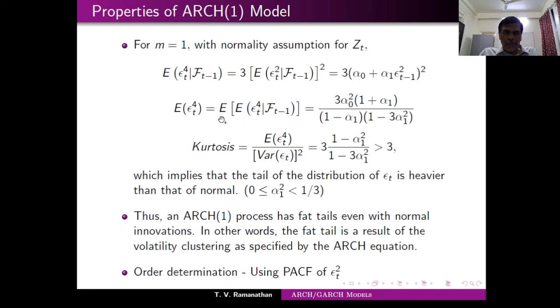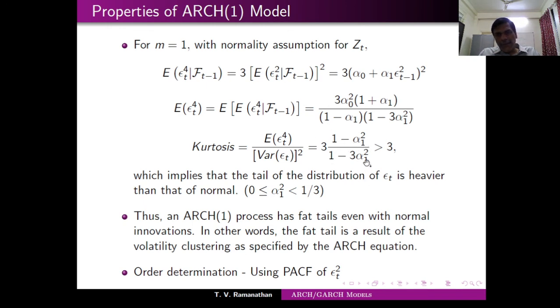So for this to the power of 4, again I use the smoothing property of the conditional expectation. And then I substitute for epsilon t as sigma t zt. If I do that, I'll be in a position to arrive at this quantity: 3 alpha naught square (1 plus alpha 1) over (1 minus alpha 1)(1 minus 3 alpha 1 square). This is not difficult. You just have to substitute here and then simplify. So we can get the kurtosis, which is the fourth expected value of epsilon t to the power of 4 divided by variance of epsilon t squared, which, when you simplify, will give you some quantity like this.